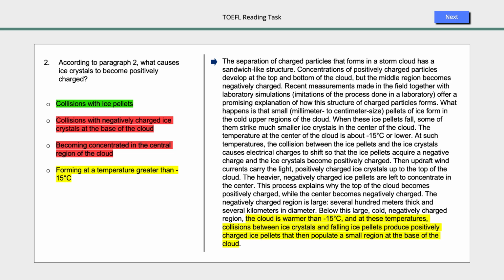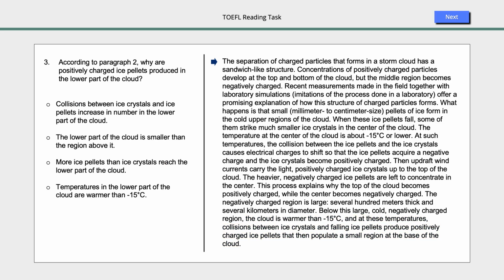option is also incorrect. Question 3 says, according to paragraph 2, why are positively charged ice pellets produced in the lower part of the cloud? This is another factual information question. The first option is, collisions between ice crystals and ice pellets increase in number in the lower part of the cloud. There's no indication in the passage that the number of collisions increases in the lower part of the cloud, so this option is incorrect.